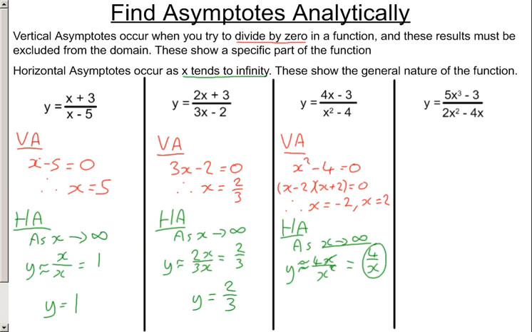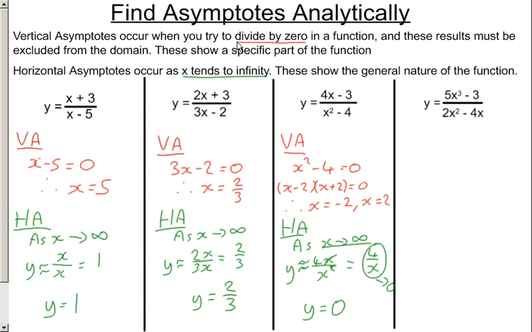That is actually tending to 0. That means that y is equal to 0 is our asymptote, because 4 over x gets closer and closer to 0 as x gets bigger and bigger and bigger.